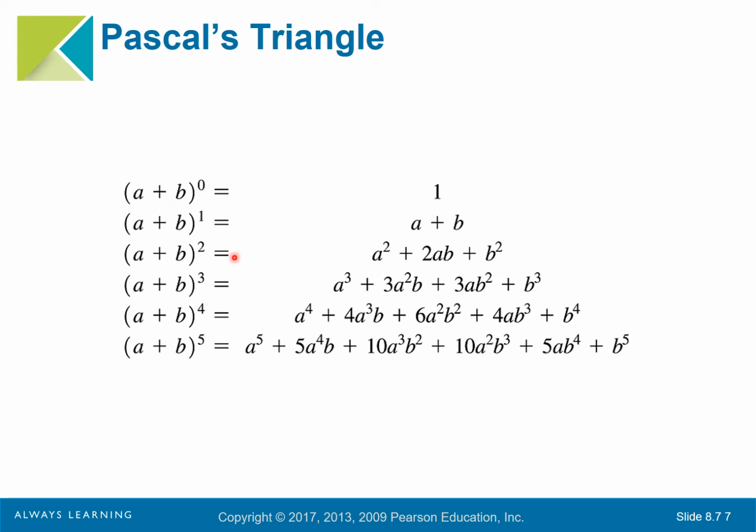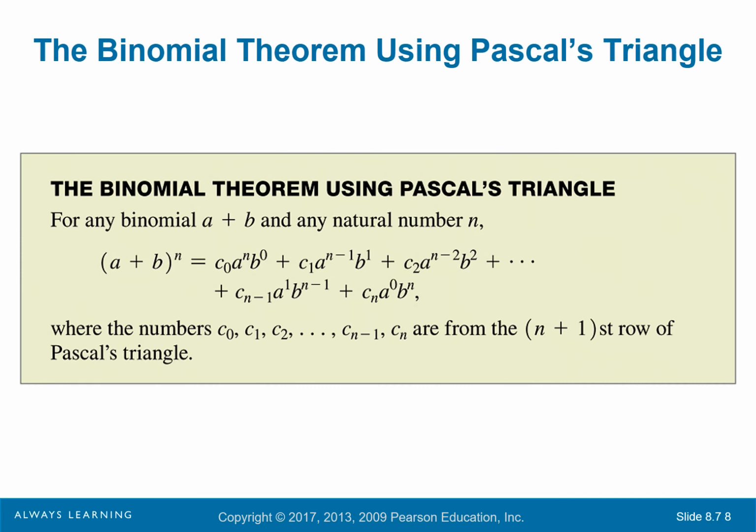So here again is Pascal's triangle, but now you see the numbers are 1, 1, 1, 2, 1, 1, 3, 3, 1, 1, 4, 6, 4, 1, 1, 5, 10, 10, 5, and 1, and so on and so forth. Notice that we start with the power of a to be 5, and we decrease it by 1 each time. We start the power of b to be 0, and we increase it by 1 each time. This theorem just really says that, and the coefficients are the numbers that we get from the n plus first row of Pascal's triangle.